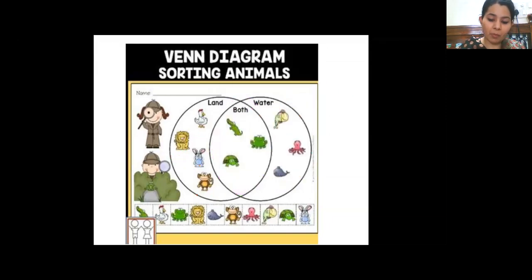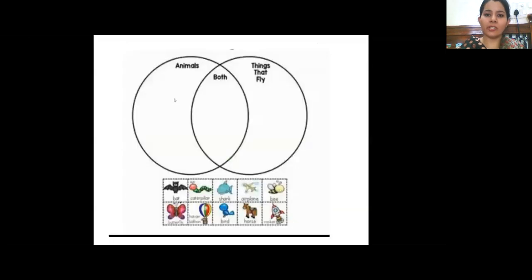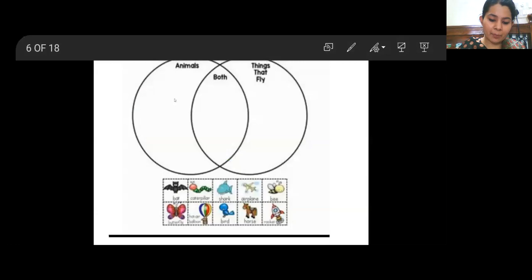So let me give you one more question. There are a lot of questions. Try to solve it. I'll just help you in reading out the pictures. It might not be clear to you, but they are. Let us see, it's okay. I'll just repeat once. So here we are going to show the information about animals and things that fly.